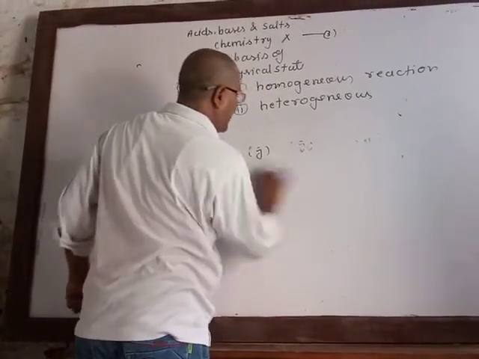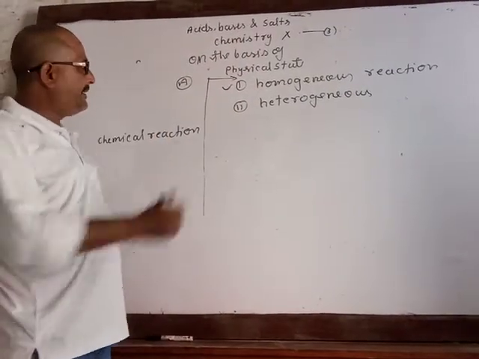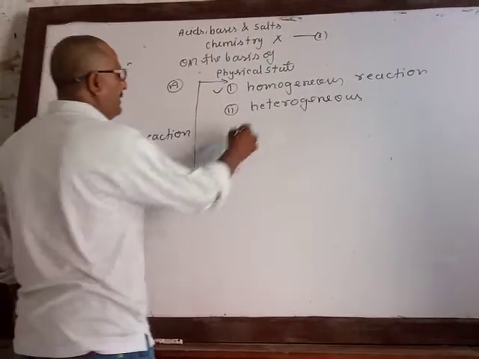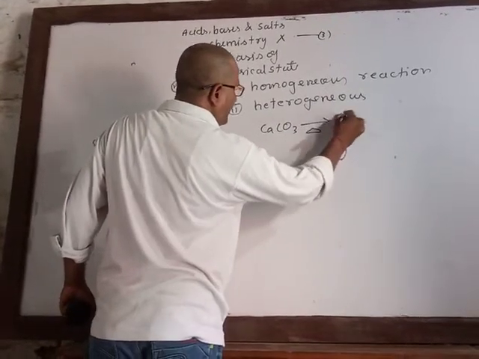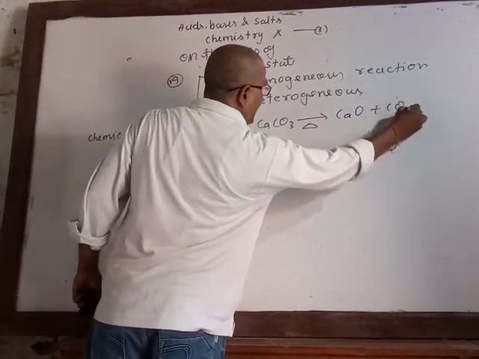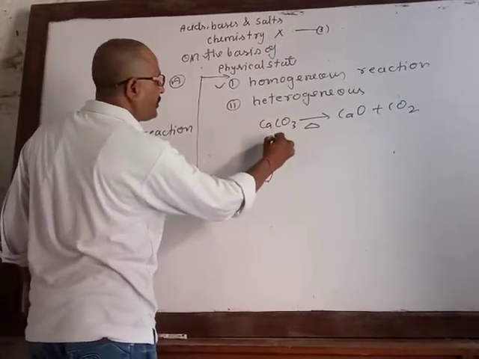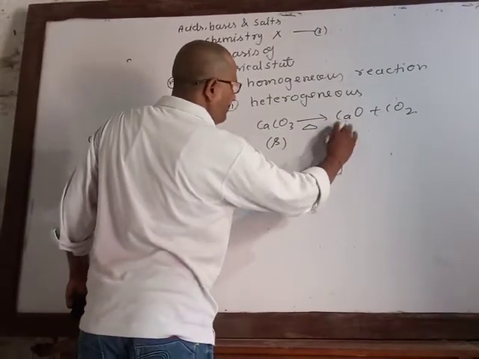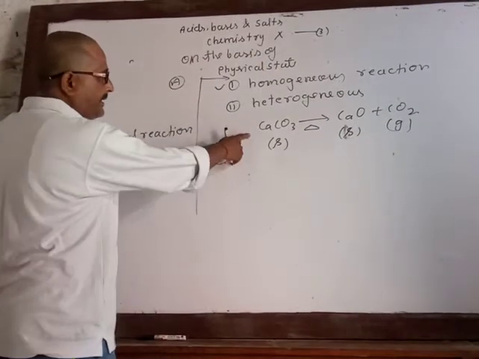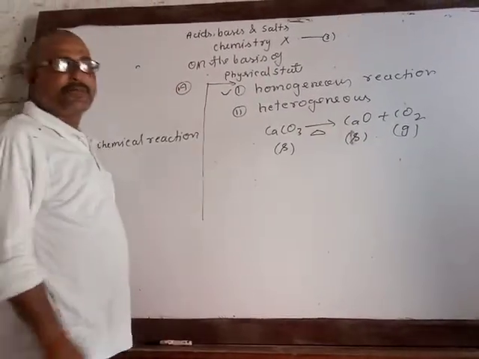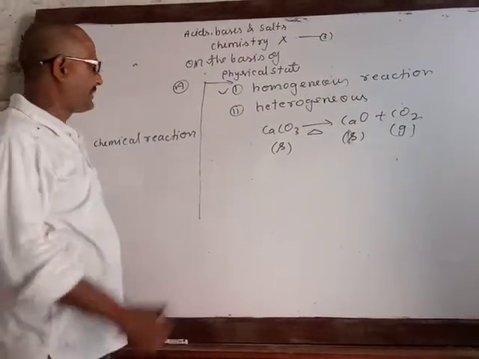Second one, heterogeneous chemical reaction. In a heterogeneous chemical reaction, the reactant and product are in different physical states. See that calcium carbonate, after heating, gives calcium oxide and carbon dioxide. Calcium carbonate is white in color and solid state, this one is solid state and this one is gaseous state. Reactant and product are in different physical states, so this reaction is called a heterogeneous chemical reaction.